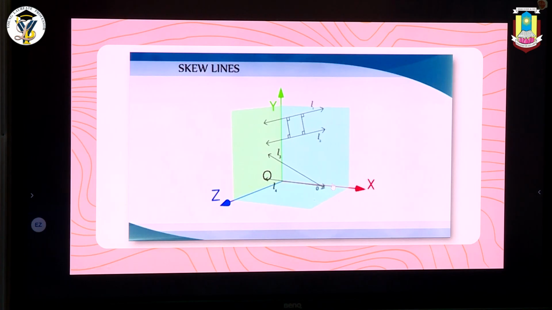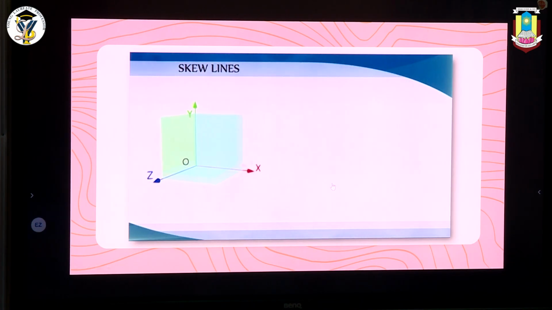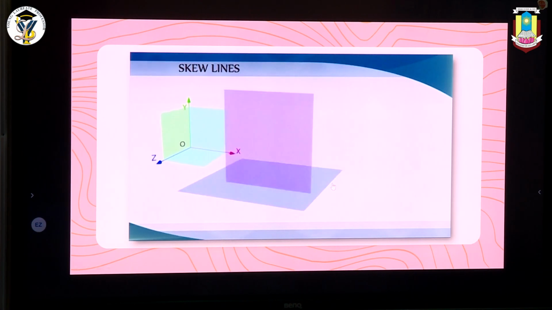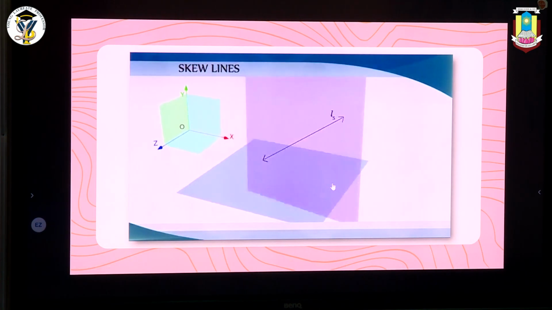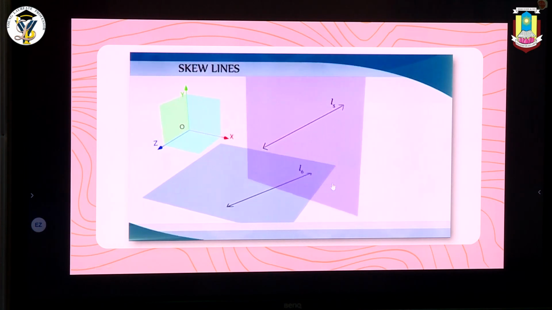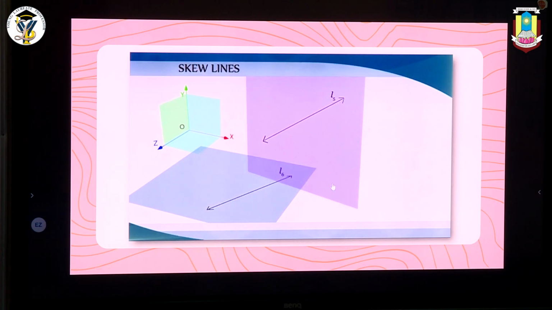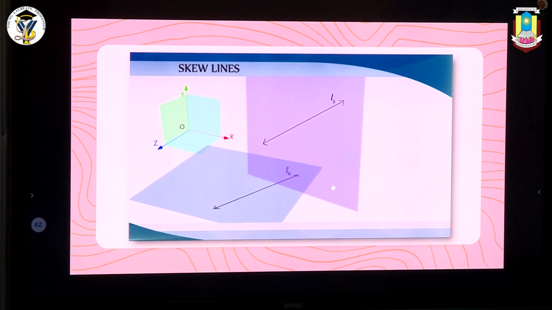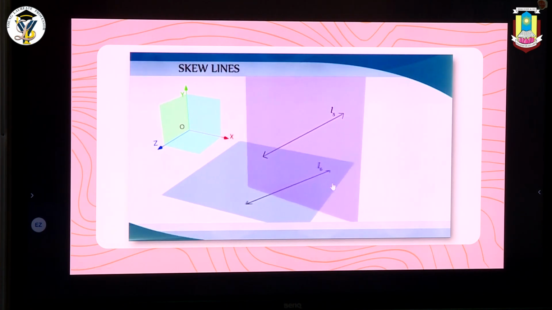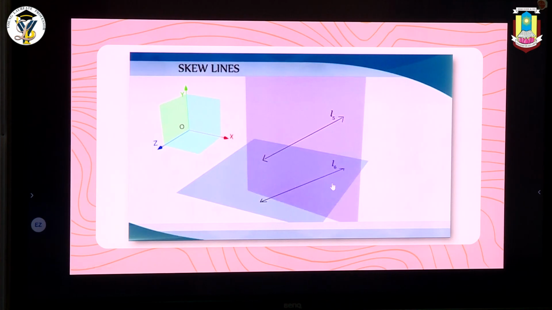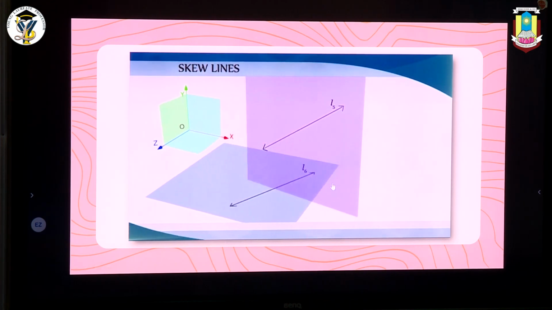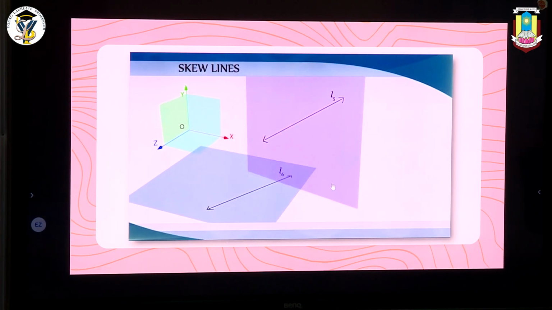But in space, there are lines which are neither parallel nor intersecting. Such lines are called non-coplanar lines or skew lines. The lines which are neither parallel nor intersecting always belong to different planes, so they are called non-coplanar lines.